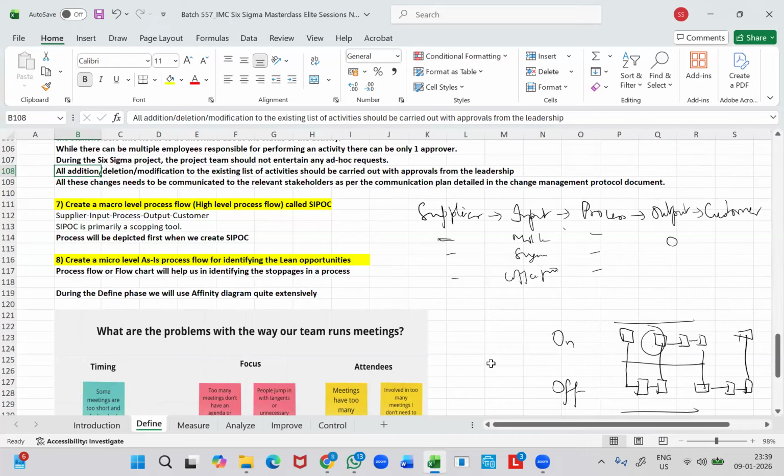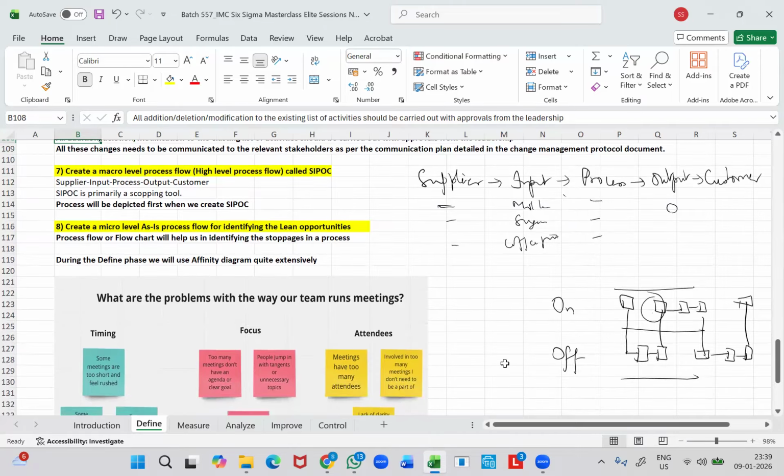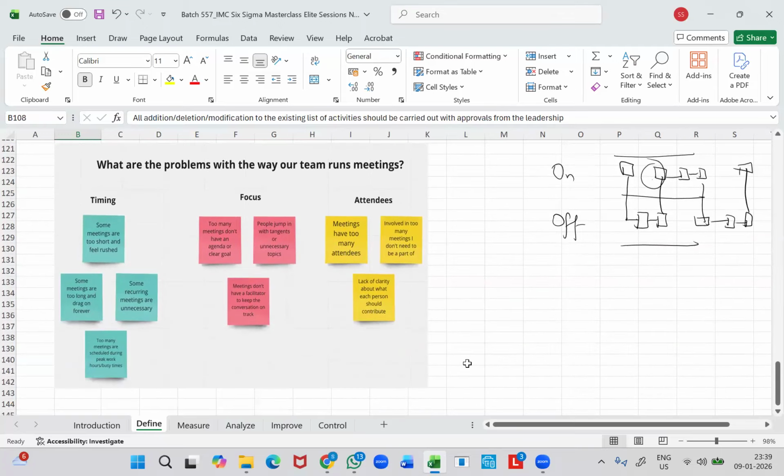And during the define phase, we could understand that affinity diagram as a tool would be used quite extensively, right? So affinity diagram is nothing but a depiction of consolidating the elements having similar characteristics under a particular category, right? So affinity diagram is the tool that we will use quite extensively as part of the define phase.